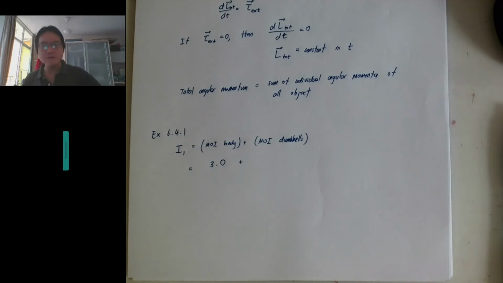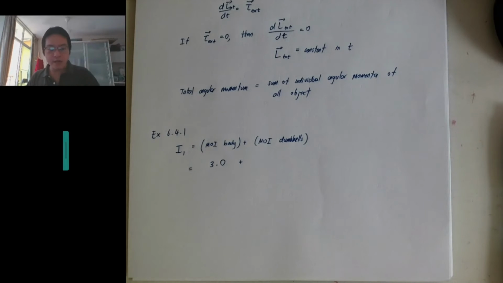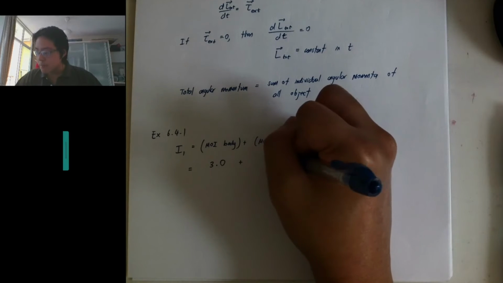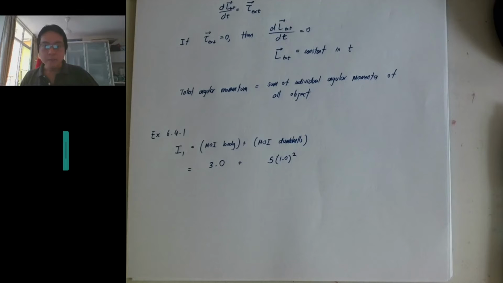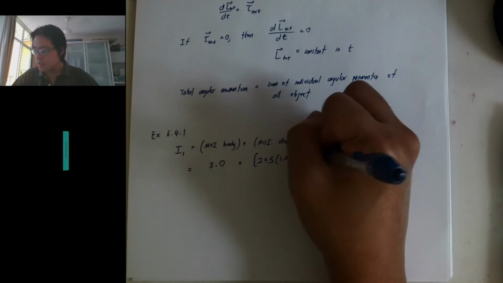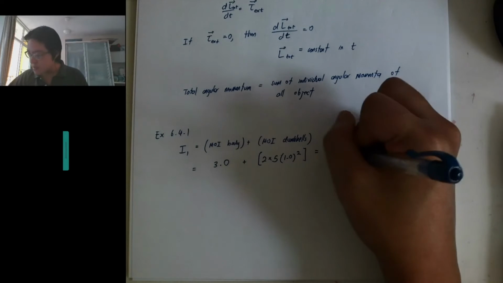If they don't tell you, you can assume it's a point particle, right? So each dumbbell has 5 kg. According to the question, each dumbbell is 5 kilograms, and he is holding it 1 meter apart from the center of his body. So the moment of inertia of one dumbbell is 5 kg times 1 meter squared. But he's holding 2 dumbbells, so 2 times all this. So the initial moment of inertia, if you calculate out this number, is 13 kg m².